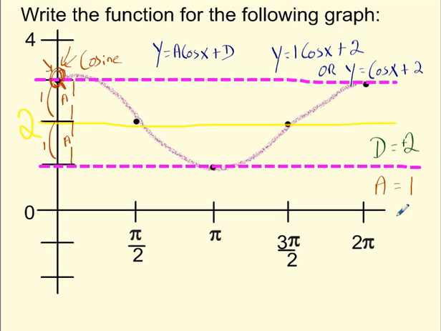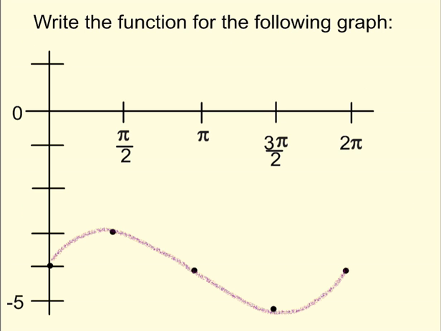Now that we've looked at a cosine function, let's look at a sine function. So write the function for the following graph. Again, let's follow our steps. Identify the midline. Our midline is going to split our graph perfectly in half. So our midline is at -4. So d equals -4.